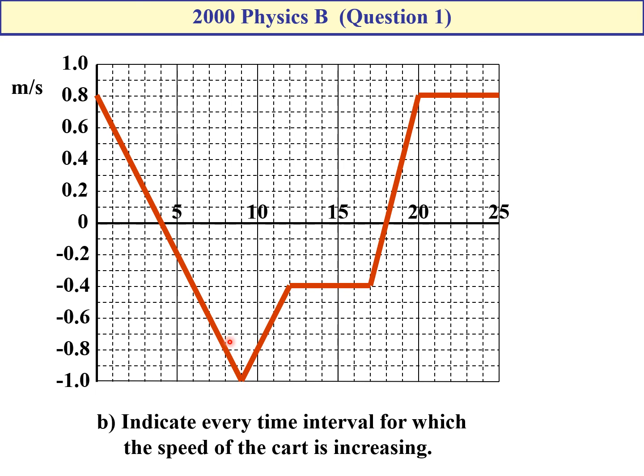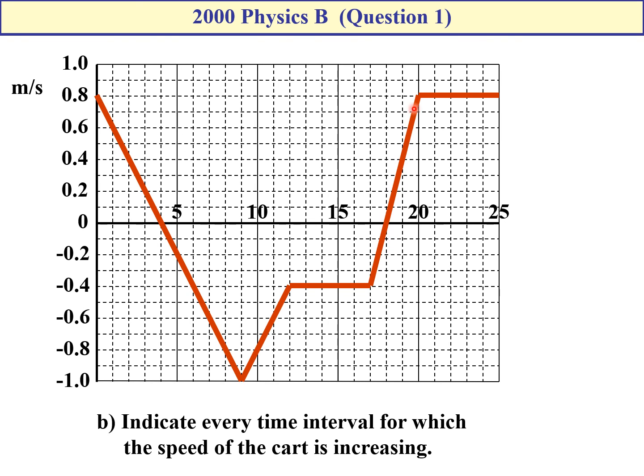But from 4 to 9 seconds, you see that we are moving away from 0. So the velocity is increasing in the negative direction. So being a negative velocity and a negative slope, then we have an increasing speed. For 9 to 12 seconds, we see that we have a positive slope, but we still have a negative velocity. So that means the velocity and acceleration are in opposite directions. Also from 17 to 18 seconds, we have a positive slope, but it's still a negative velocity.